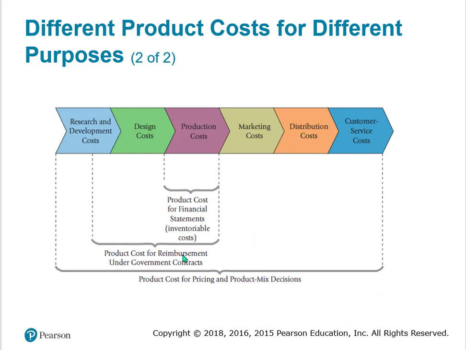For reimbursement under government contracts, they'll pay for design costs and production, and then some of R&D, usually after the product is feasible, and maybe after they have the contract, when you might have something special to do for them. And then finally, for financial statement purposes, they would just use production costs. This is a good way to think about all these different pieces that are part of product cost.